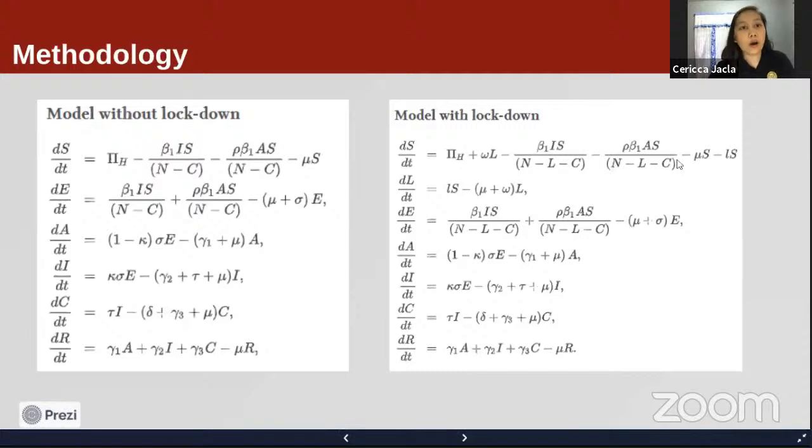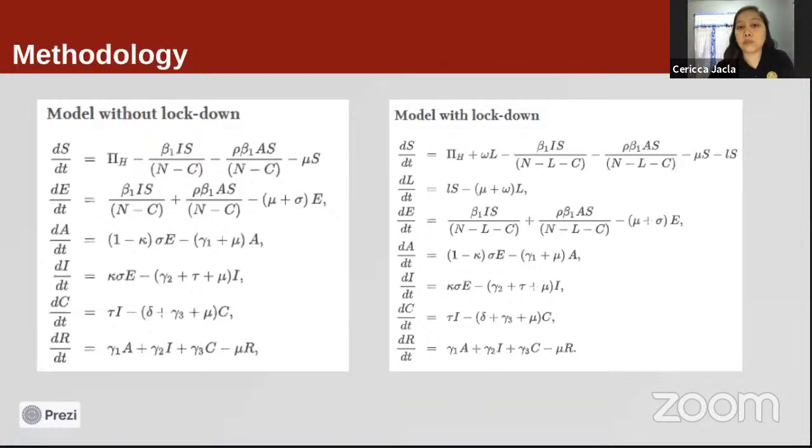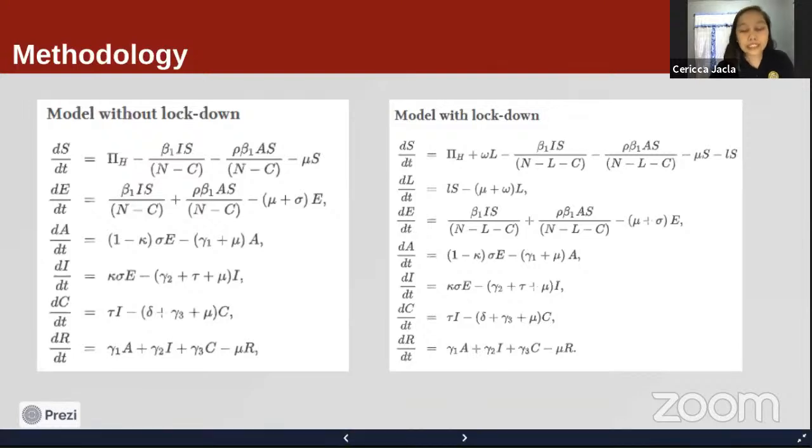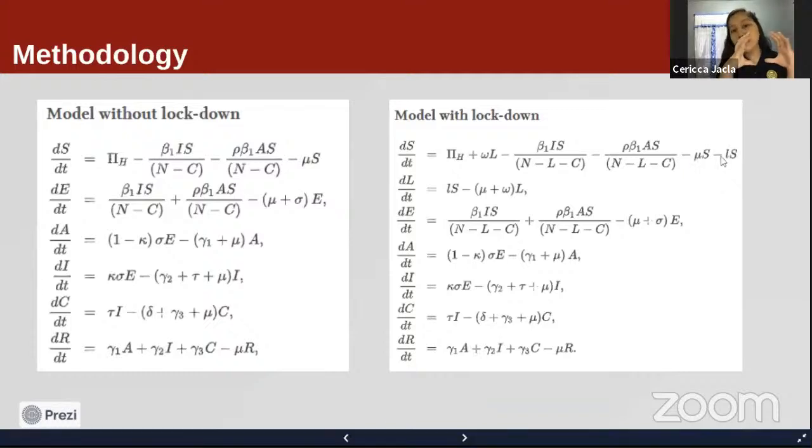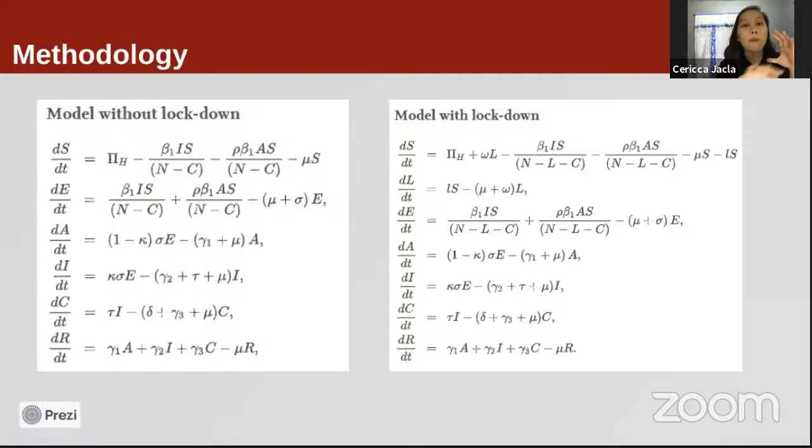Here, in this ordinary differential equation, our researchers also considered natural deaths. And those from the susceptible population who were required, for example, to do home quarantine, were required to go on lockdown. So they are deducted from the susceptible population.